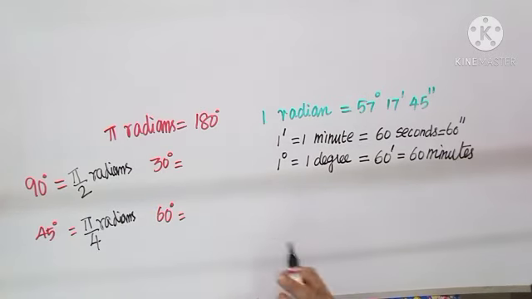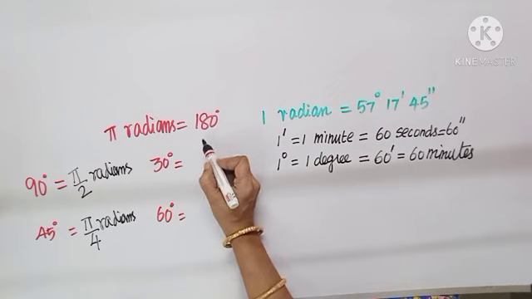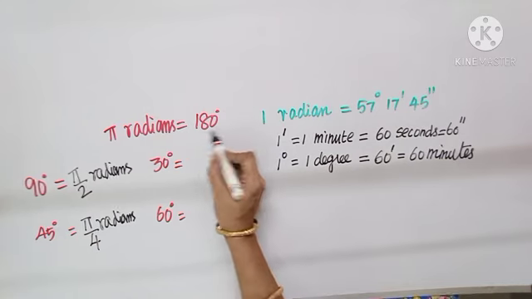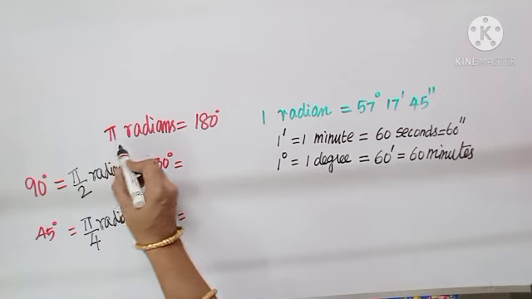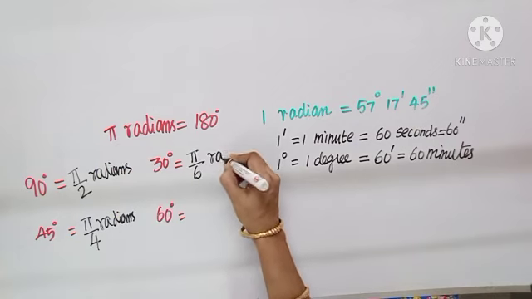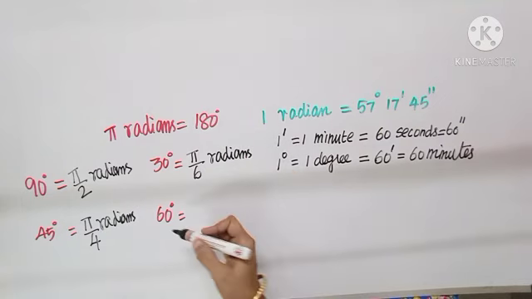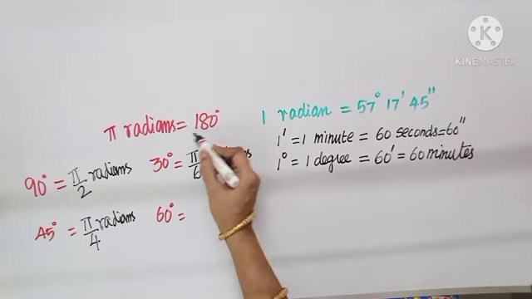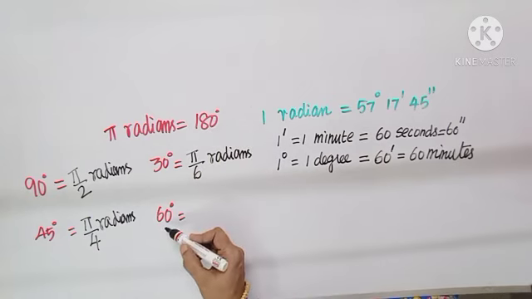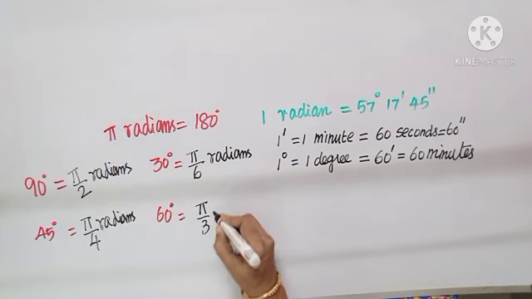How about 30 degrees? 180 divided by 6 gives 30. So 180 by 6, pi by 6. So 30 degrees we call pi by 6 radians. 60 degrees, how do I get 60 from here? 180 by 3 gives me 60. 180 is pi. So pi by 3 radians.